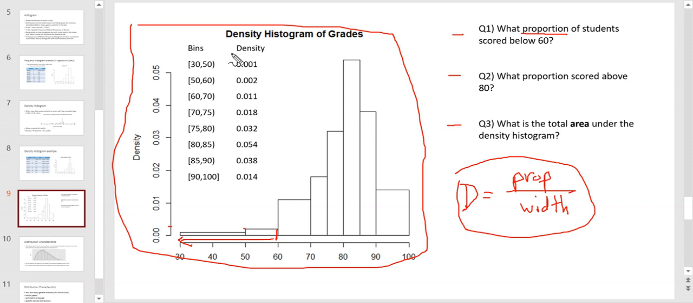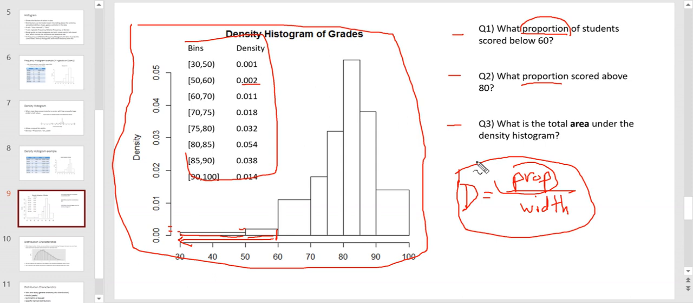If you can't read that, I provided this table here. So you know the density is 0.002 right there, and you have the width, and then you have the width here, and you have the density, okay? 0.001. Now you are literally going to rework this formula and solve for proportion, because that's what I'm asking for. And I'm asking for proportion in the next question as well.